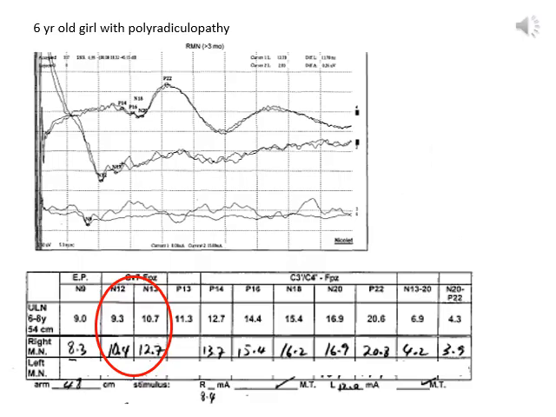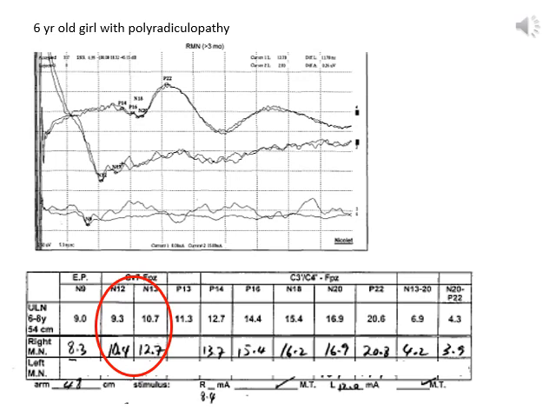I just want to show one more example. This is a 6-year-old girl with a known polyradiculopathy. And so this is a recording from her right median nerve, and it's beautiful. The tracings are clean and reproducible. The waveforms are very well delineated and easy to identify.